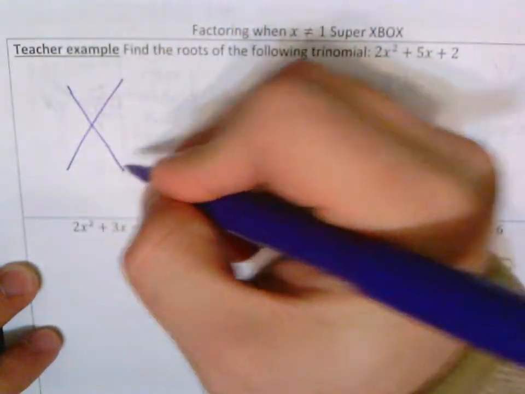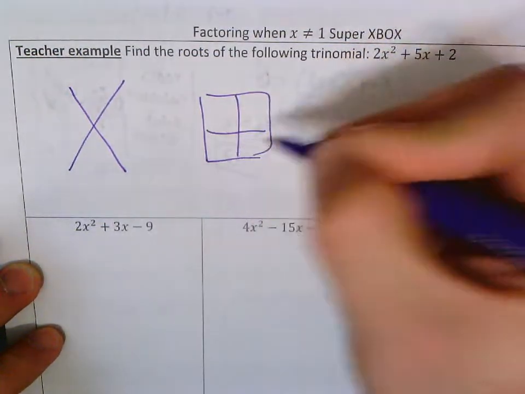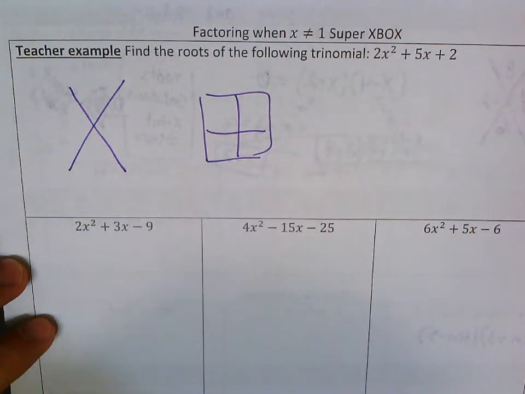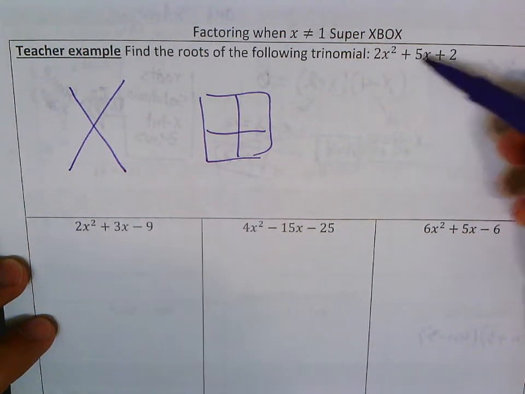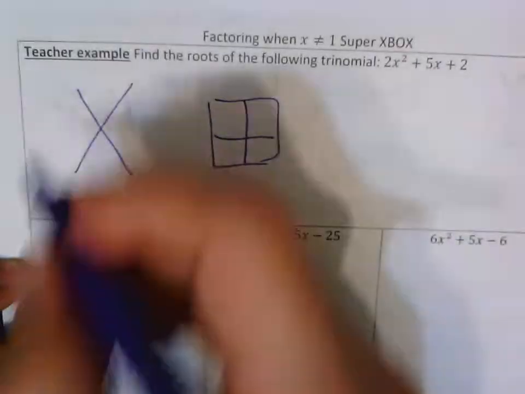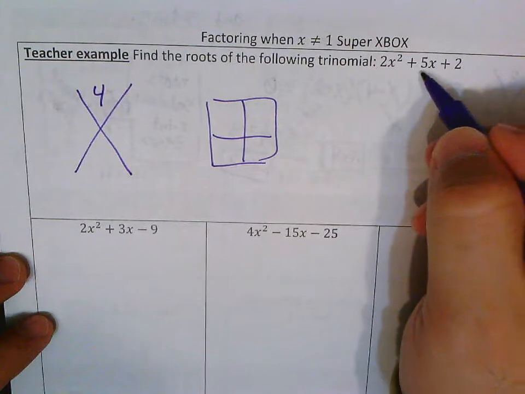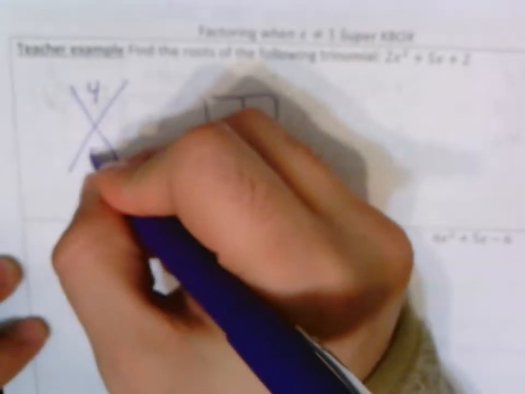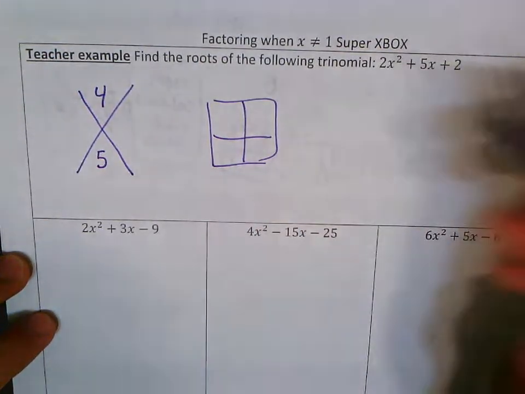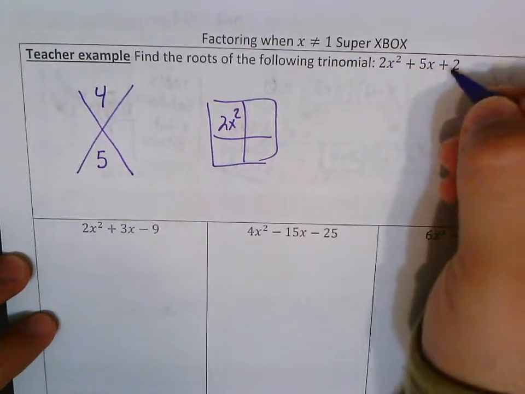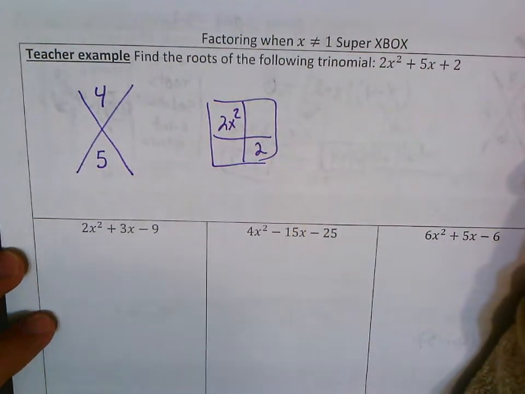So this is what I will do. I'm going to do an X first, create a box like this. And what I'm going to do is multiply the first term times my constant. 2 times 2, that gives me 4. And I'm going to write down the value of b on the bottom of this x, so 5. And now I'm going to set up this box. I'm going to write down 2x squared here, which is my first term, and my constant on the last box.